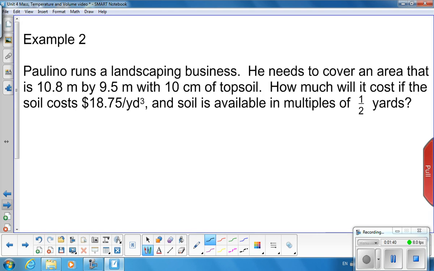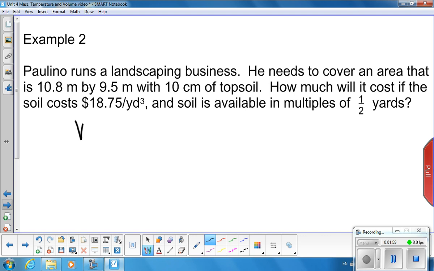Paulino runs a landscaping business. He needs to cover an area that is 10.8 by 9.5 with 10 centimeters of topsoil. How much will it cost if the soil sells for $18.75 per yard and soil is available in multiples of half yards?